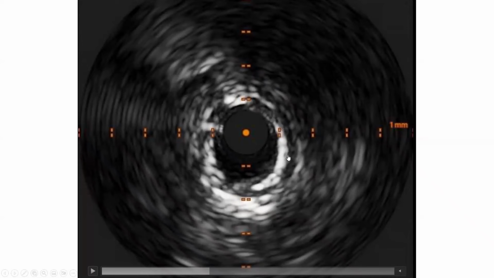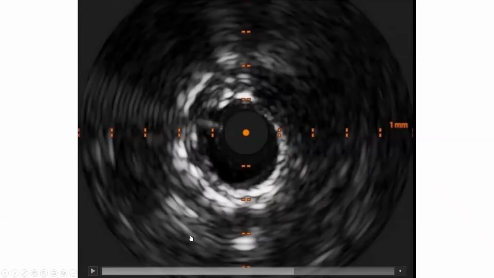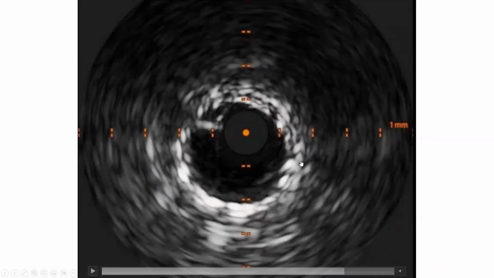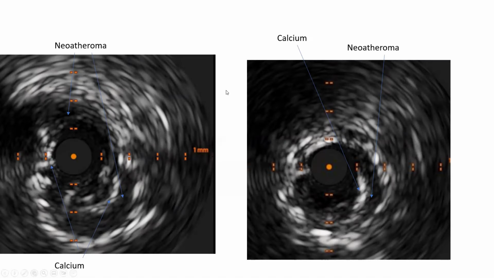And actually, you see neointima here. So this is neointima, neoatherosclerosis, and this is calcium inside that neoatheroma, actually. Again, neoatheroma, and this is calcium in the neoatheroma. And here it's an area where the stents are well seen without much neoatheroma. And this is an explanation using select frames.